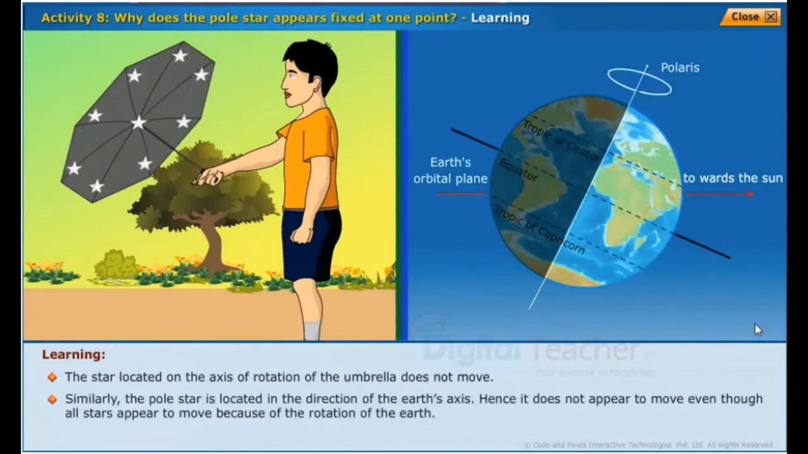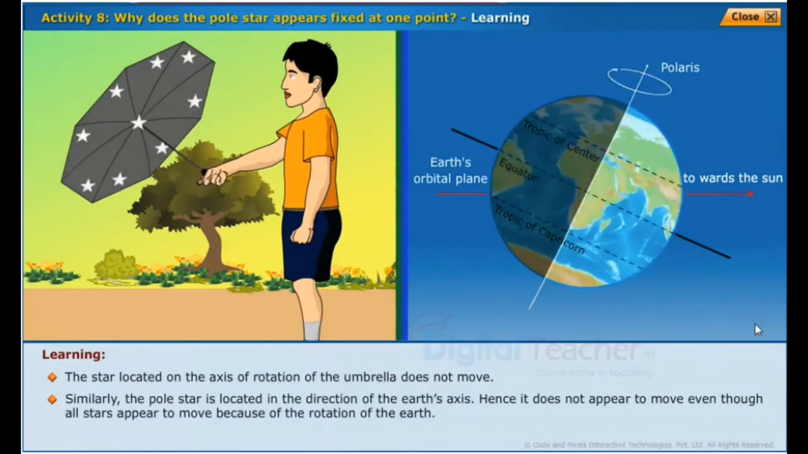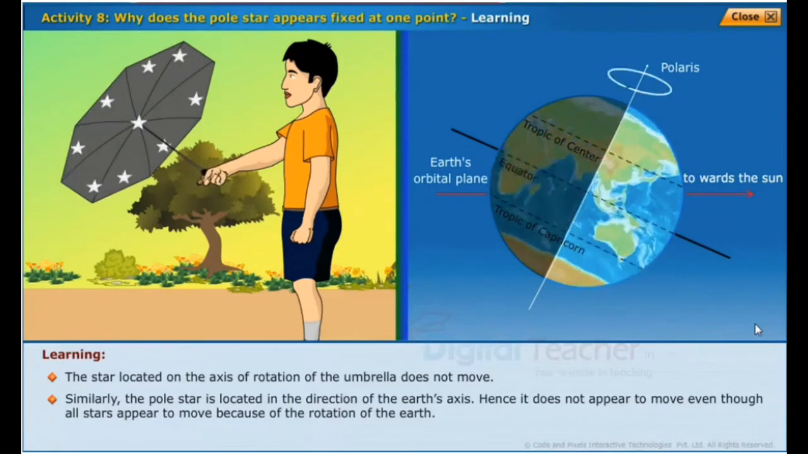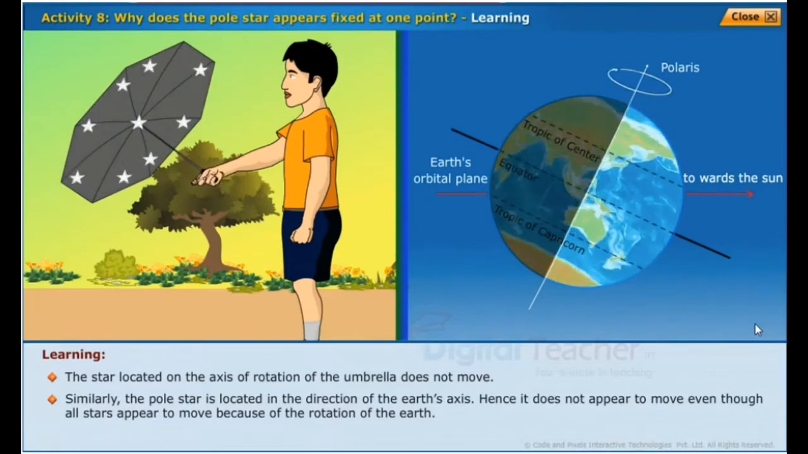Similarly, the pole star is located in the direction of the Earth's axis. Hence, it does not appear to move, even though all stars appear to move because of the rotation of the Earth.